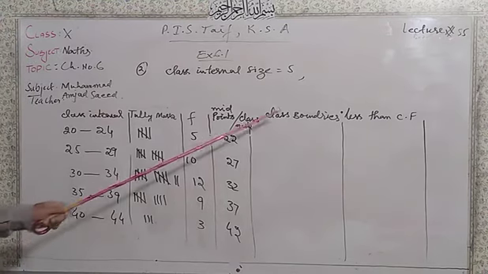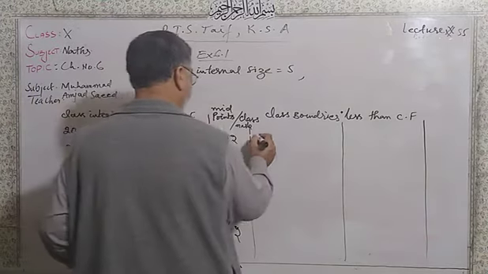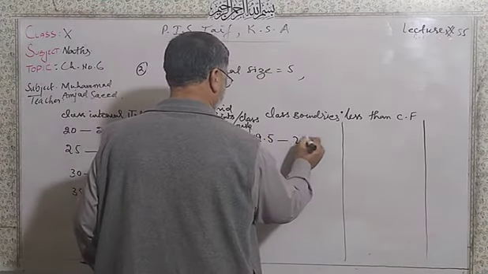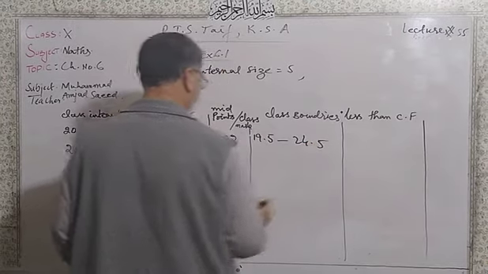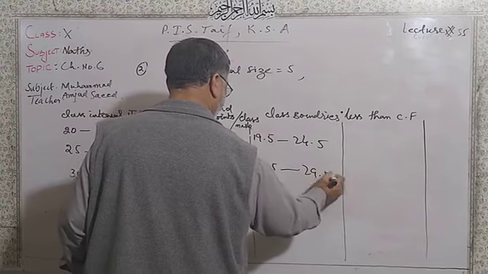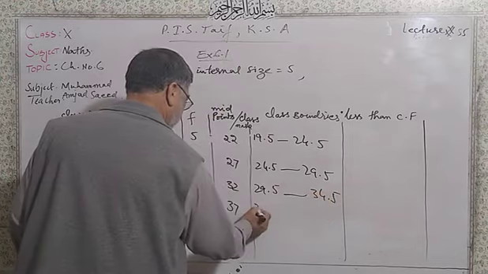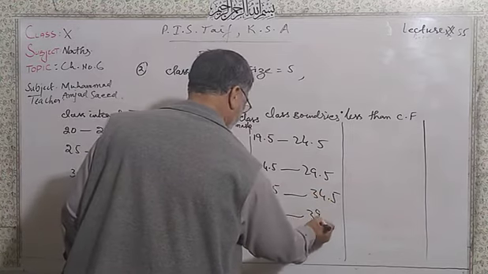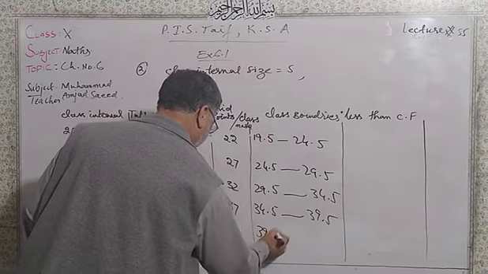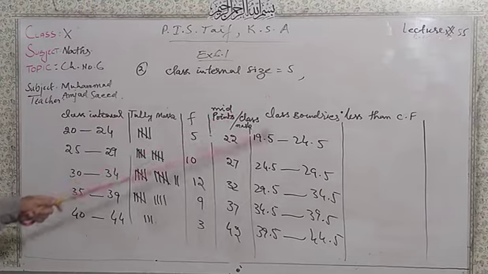After that, class boundaries. If you want to find the class boundaries, subtract 0.5 from the lower class limit and add 0.5 to the upper class limit. Here will be 19.5 to 24.5, then 24.5 to 29.5, 29.5 to 34.5, 34.5 to 39.5, 39.5 to 44.5. So dear students, these are the class boundaries.